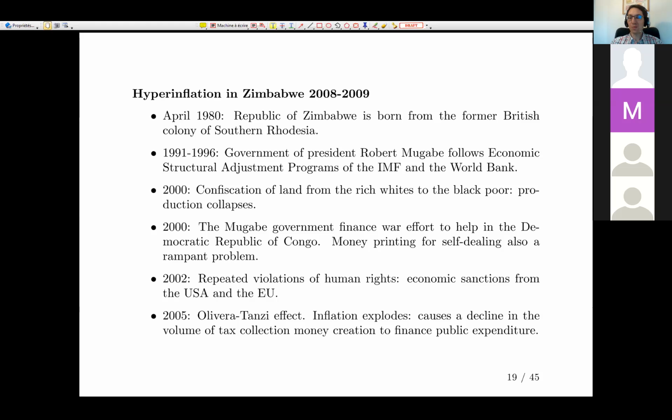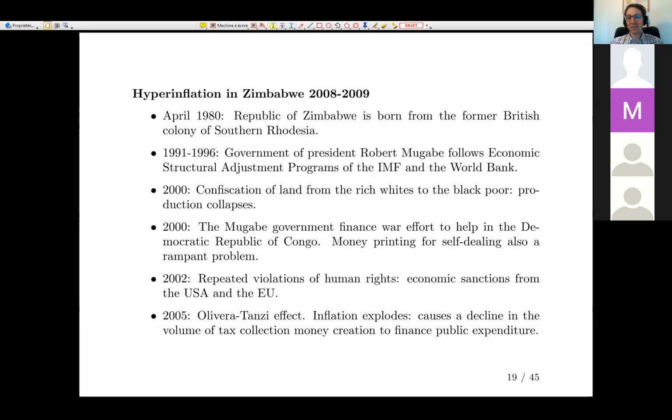So the price of food started to go up because there was a shortage of food. And because of these structural adjustment programs, the state didn't have a lot of money, so they were a bit loose on money supply. At the same time, the Mugabe government wanted to help their neighbor in their war, and they didn't have enough money to do that. But they said, oh, who cares? Let's just print money. Everything is going to be fine.